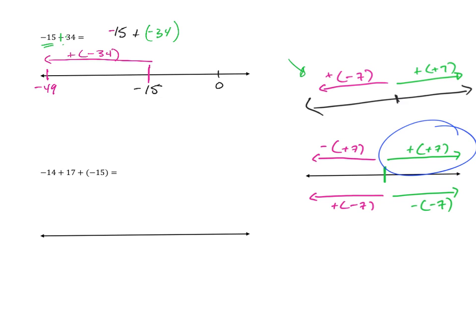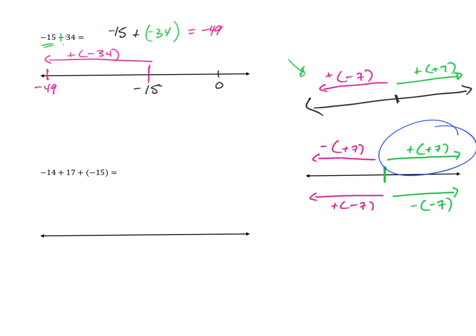Because this was negative 15. So negative 15 plus negative 34 is negative 49. And again, if you think about it as, hey, I have 15 negatives and I'm going to add 34 more negatives, then you're going to have 49 negatives, okay?